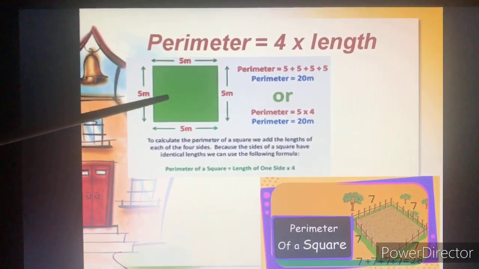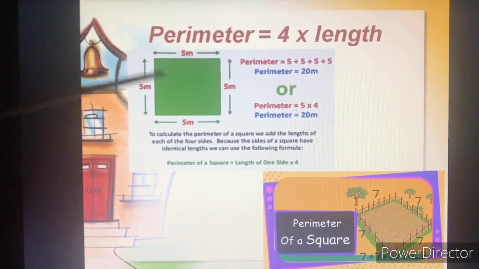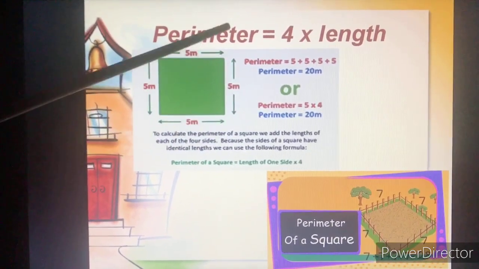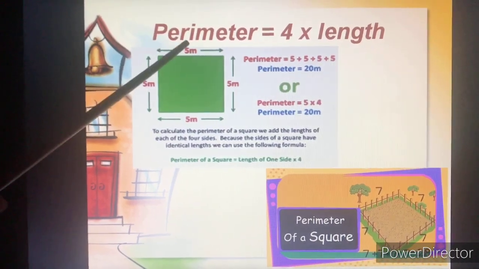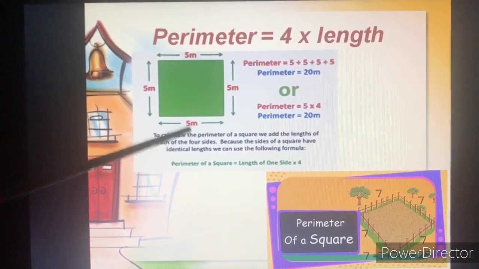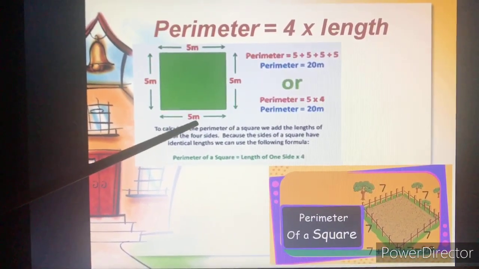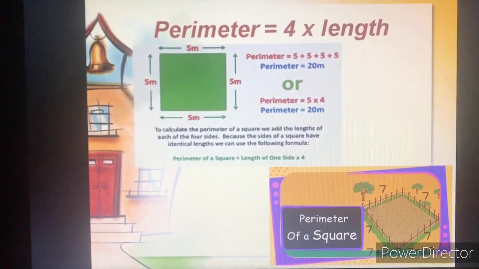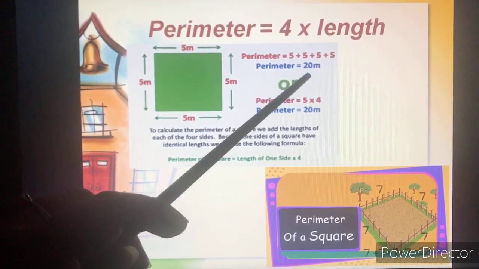See, it's a square. 5 meter, 5 meter, 5 meter and 5 meter. As I told you, in a square all sides are equal, so you can add them like 5 plus 5, 10 plus 5, 15 plus 5, 20. So what is the unit? As I told you, every time you have to write the unit along with the answer. Yes, 20 meters. So if you add them, you get the answer 20 meter.